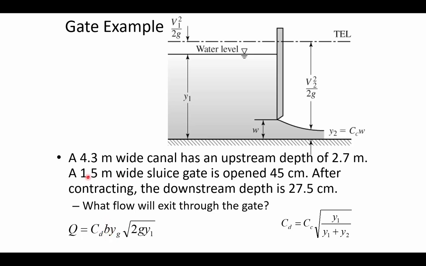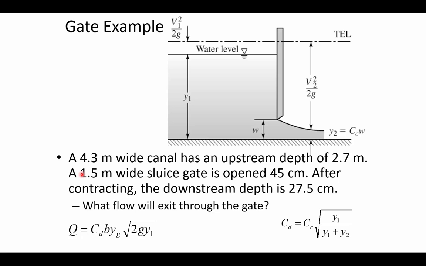and the, I just led you astray. The width of the sluice gate is different from the canal width. So actually B is the width of the sluice gate, so that's 1.5 meters. So the sluice gate doesn't need to be as wide as the full channel width.